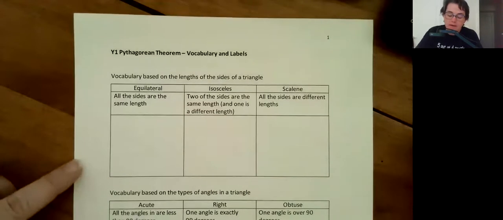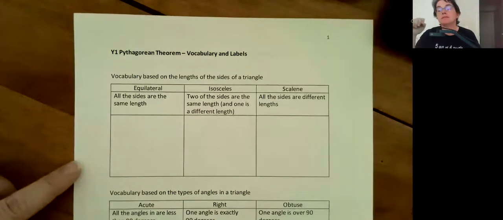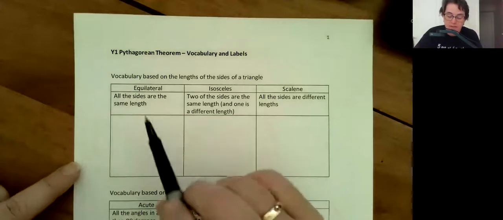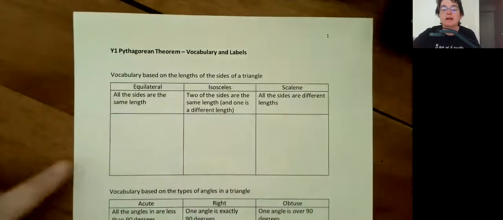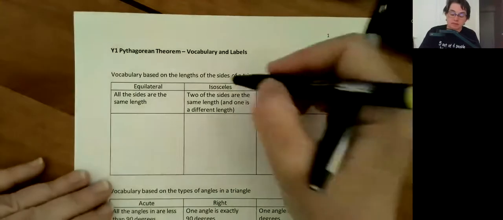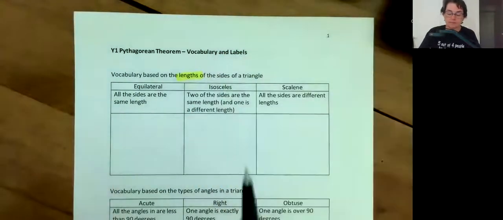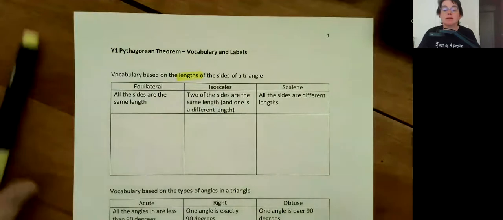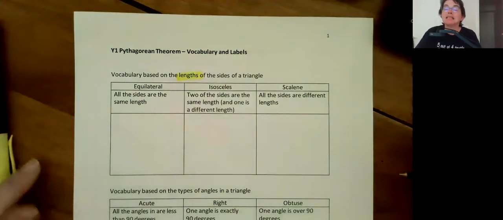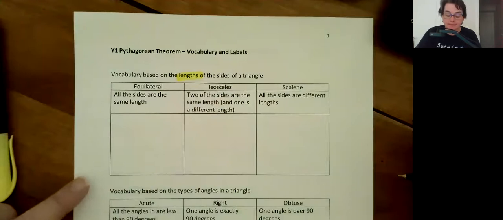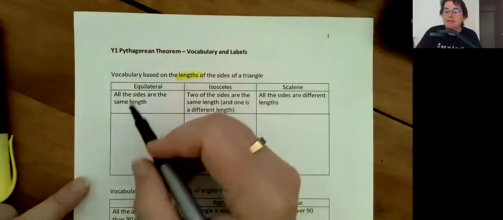All right, first of all, there are two categories of triangle words. One of them is based on the lengths of the sides of triangles, and the other one, you can see down here, is based on the types of angles. So let's get started. If we're talking about the lengths of the sides, there's basically three choices. You can have an equilateral triangle, an isosceles triangle, or a scalene triangle. Now, I think you can guess what this means.